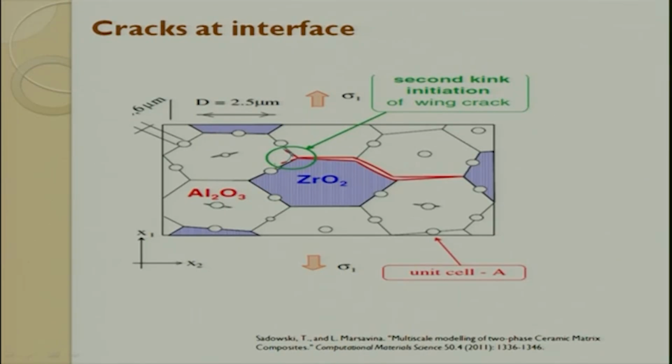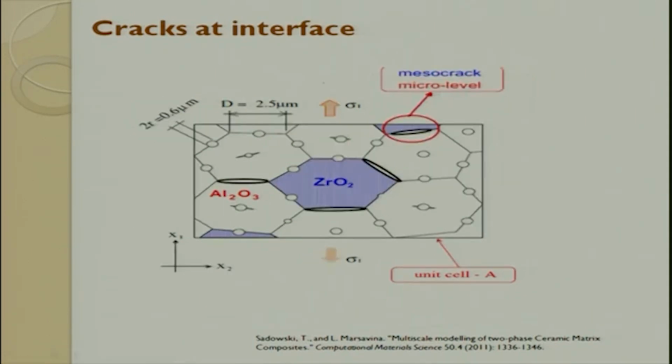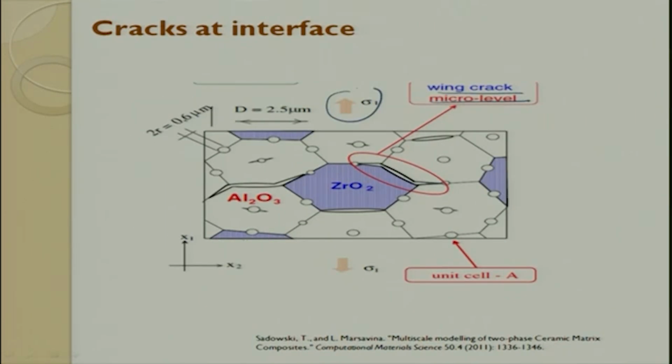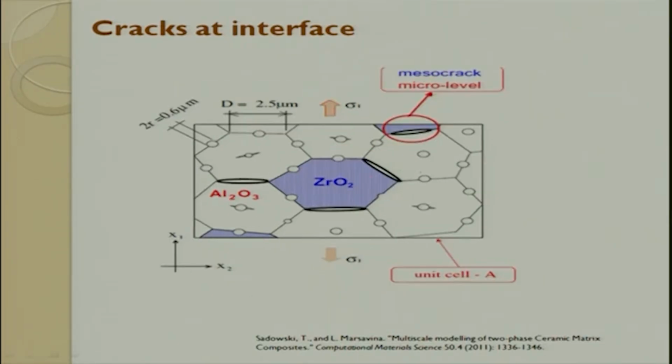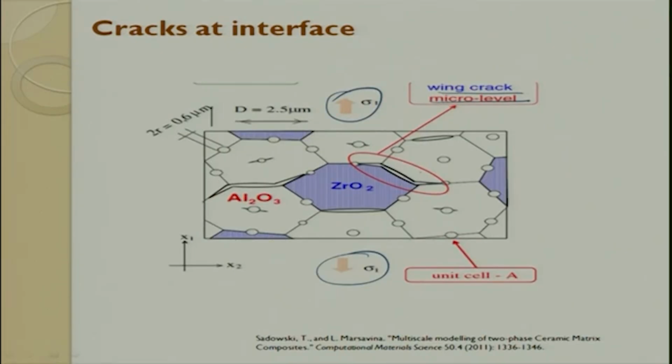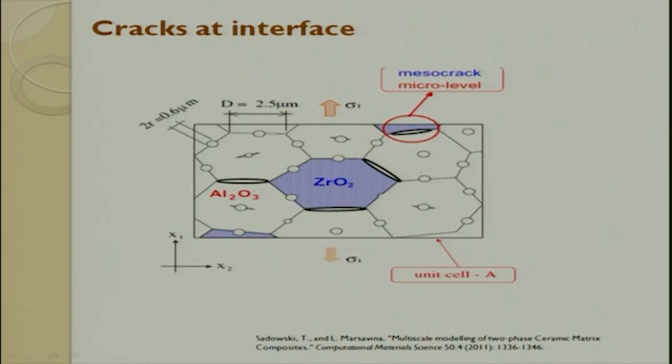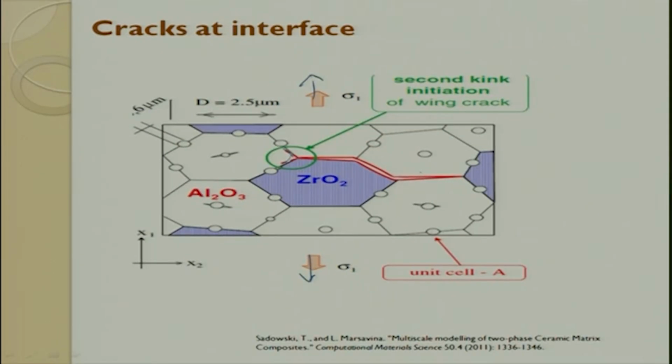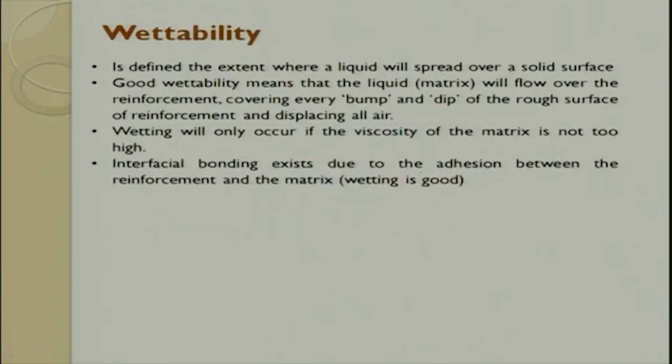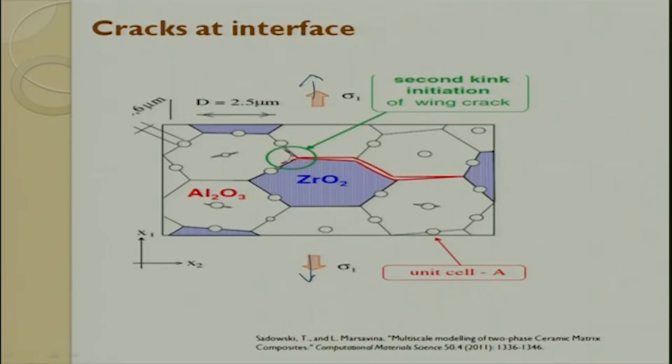And these are the loads when they are applied, tensile load which is applied. So you can see what happens to the crack and how it grows. In all the three cases the important thing is that it is loaded in tension, and because of that the crack keeps growing. So this is the wing level, micro level crack, this is the meso crack, and then this is the secondary kink initiation for wing cracks.